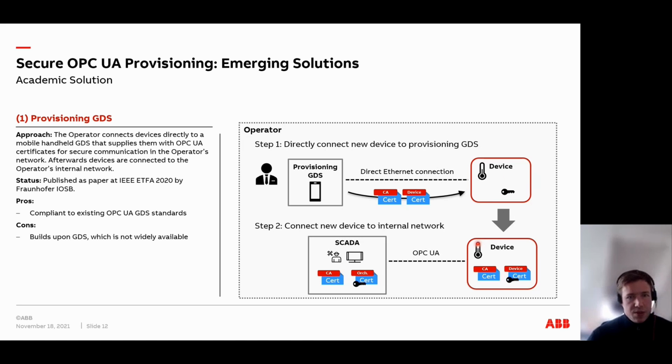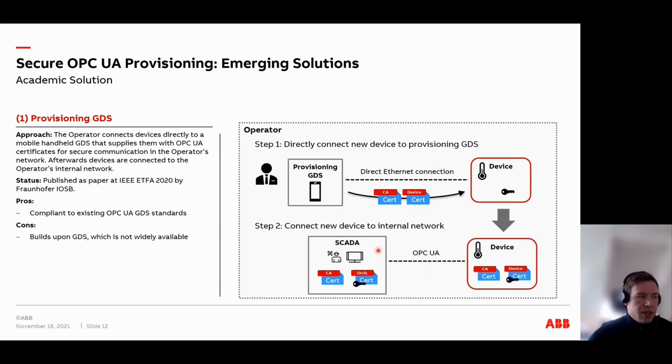And then in a second step, the provisioned device is connected to the internal network, where it uses the certificates provided by the GDS to communicate securely with all the other devices in the network. There are many variants to this approach. For instance, you can have a second stationary GDS in the internal network. And in this case, the provisioning GDS issues only ephemeral certificates for the device to establish a secure connection with the stationary GDS, and the operational certificates that are used during the lifetime of that device at the operator are then provided by the stationary GDS.